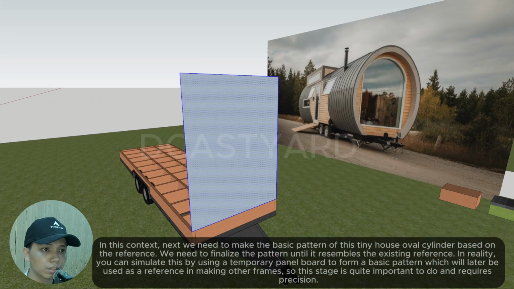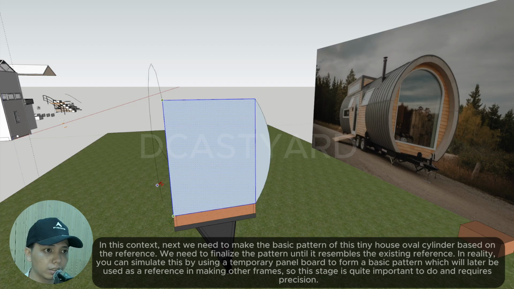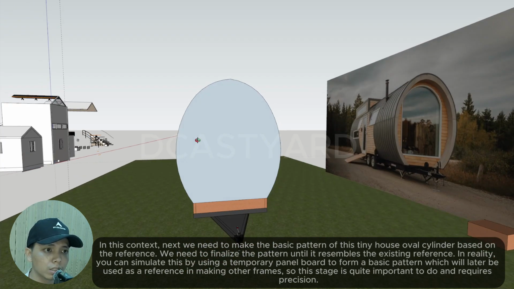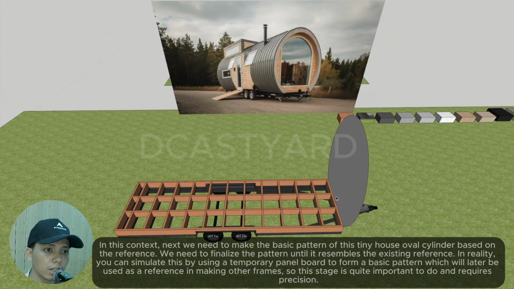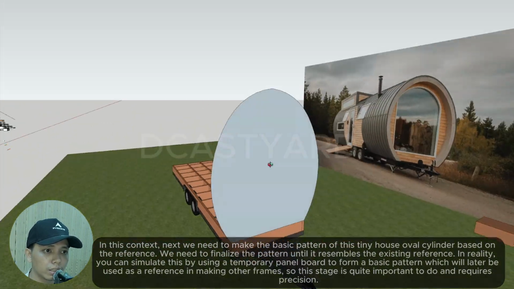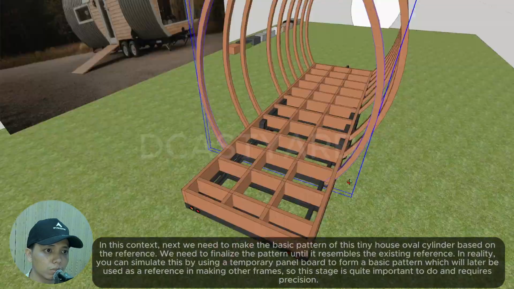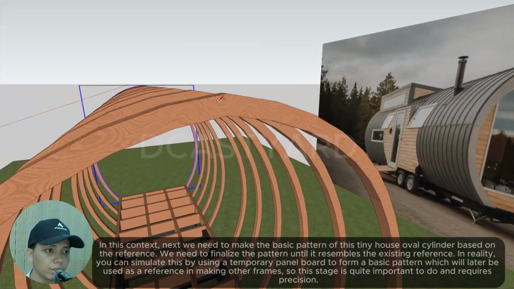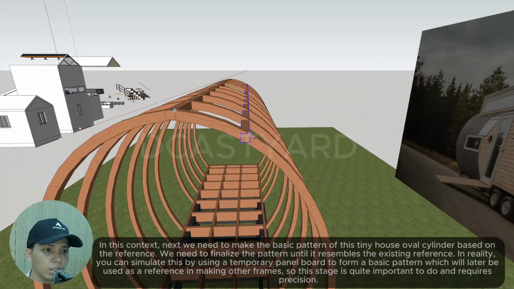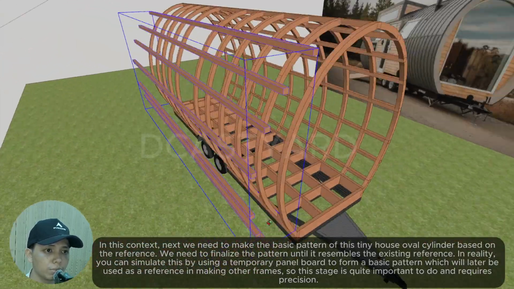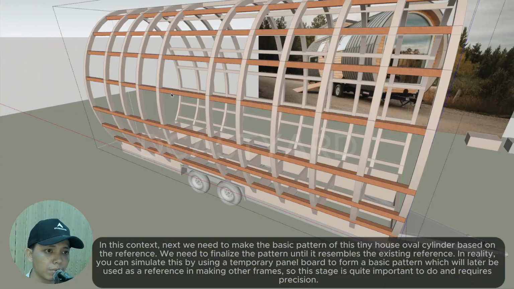In this context, next we need to make the basic pattern of this tiny house oval cylinder based on the reference. We need to finalize the pattern until it resembles the existing reference. In reality, you can simulate this by using a temporary panel board to form a basic pattern which will later be used as a reference in making other frames. So this stage is quite important to do and requires precision.